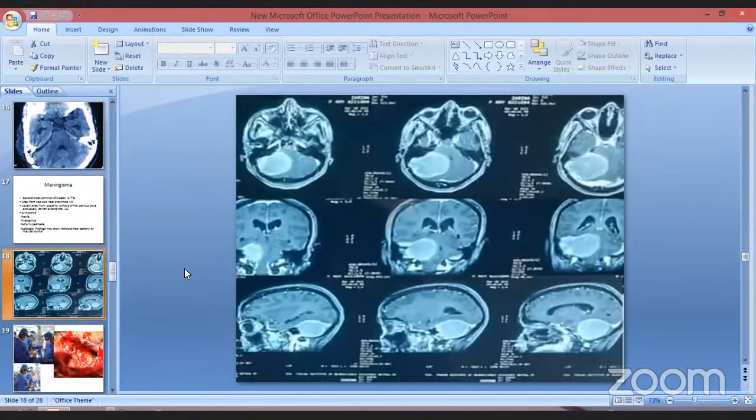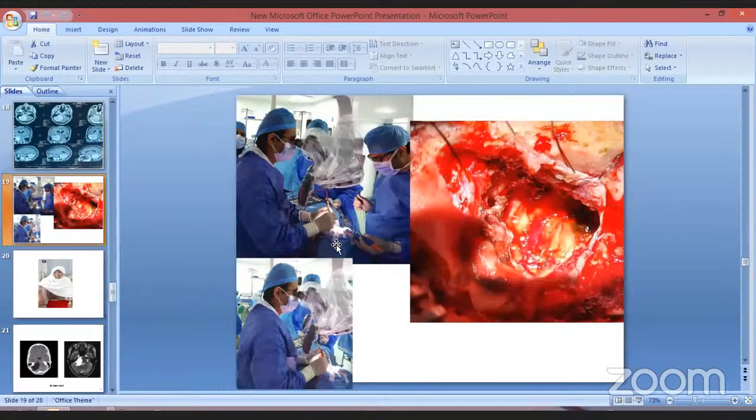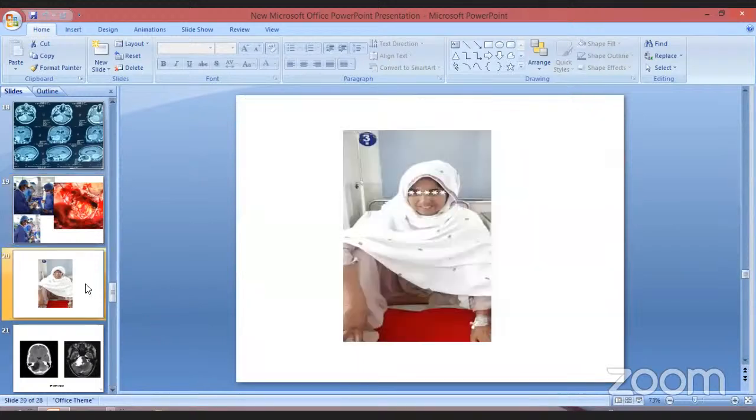So this is a case in which there is a large CP angle meningioma. You can say a petrous meningioma. These are a few intraoperative images. This is the image after the removal of the tumor. You can see the surface of the cerebellum. Overlying vessels are intact along with the arachnoid. So this is the lady after the surgery.